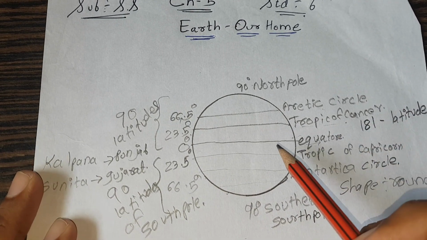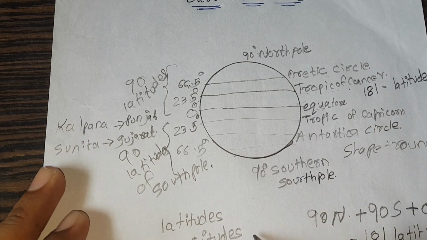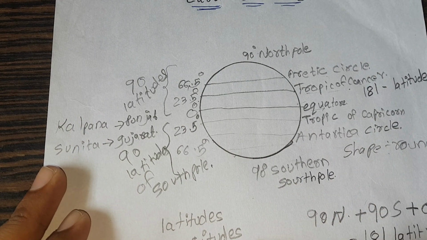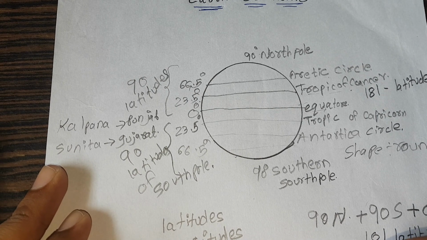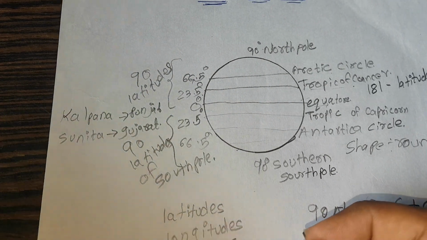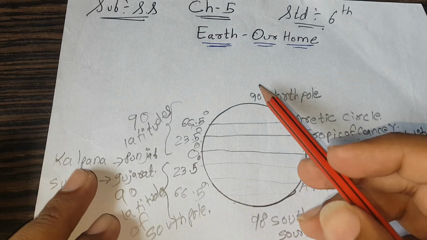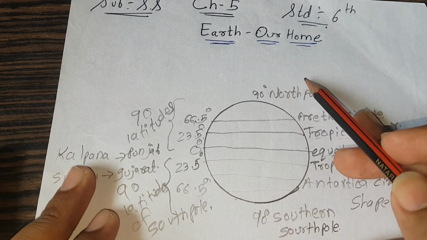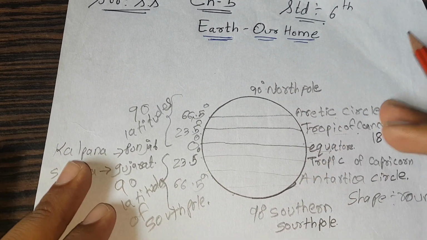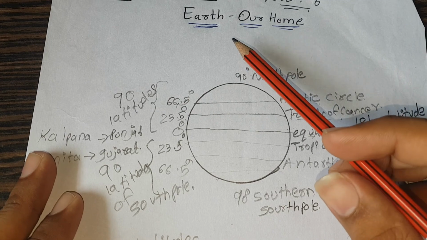This chapter also involves many different zones, and it also shows the imaginary lines: what are longitudes, what are latitudes, what are oceans, and where the oceans are. Everything we are going to learn in Earth, Our Home. This is the information we have to know before we learn the chapter.